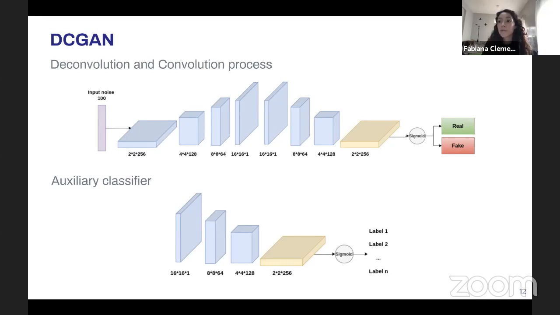Probably for those that have already worked in image generation, you have heard a lot about this architecture, the DCGAN, or Deep Convolutional Generative Adversarial Net. It is known for being one of the most popular and successful designs for GANs, and uses convolutional strides and transposed convolutions for the downsampling and upsampling. Although it's widely used for images, in order to be used successfully and to have good results with tabular data, some changes were made to its original architecture.